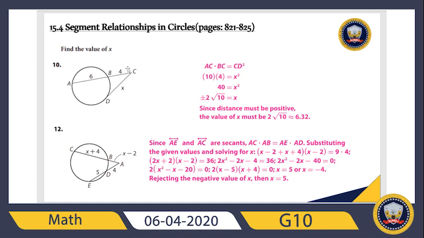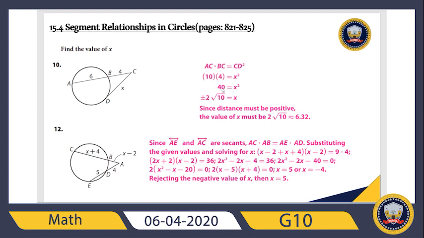AC is 6 plus 4, which is 10. BC is 4, equal to CD squared. What is CD squared? It's x squared. Okay, so 4 times 10 is 40, of course. x squared is 40. And we take the square root of both sides. The square root cancels out with the square, so this is x.